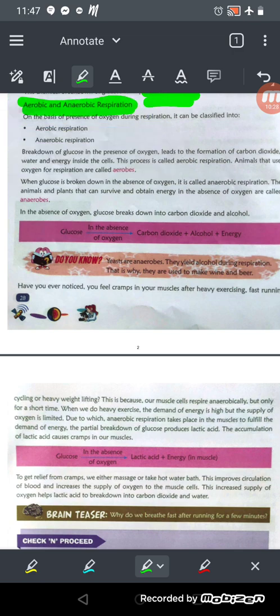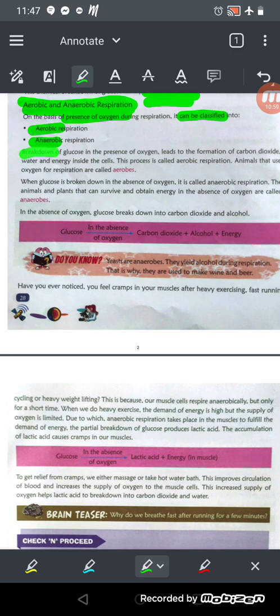On the basis of presence of oxygen during respiration, it can be classified. See, what I have discussed previously is that there are two types of respiration, internal and external. Now, on the basis of presence of oxygen, the respiration is classified into two parts, that is aerobic and anaerobic respiration. So let's start with the aerobic.